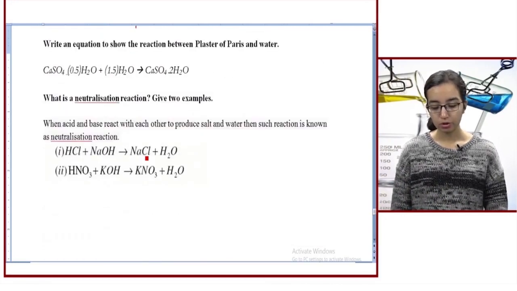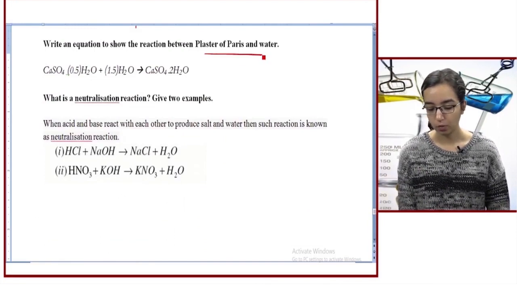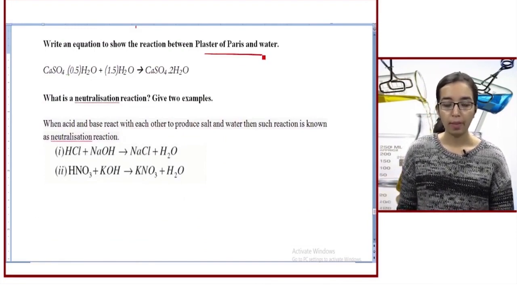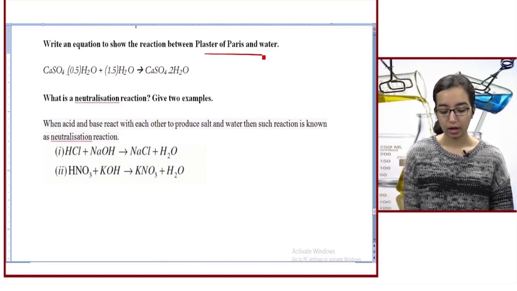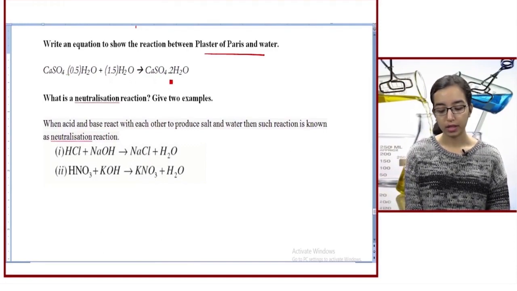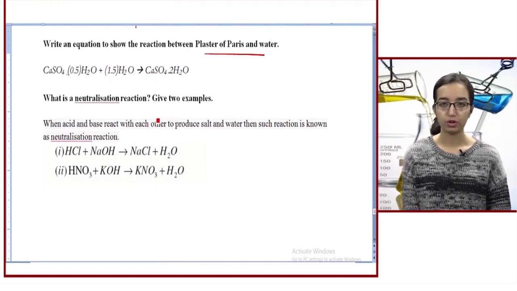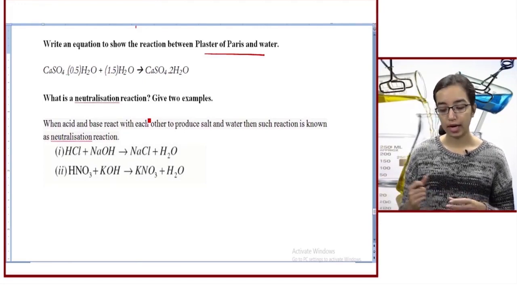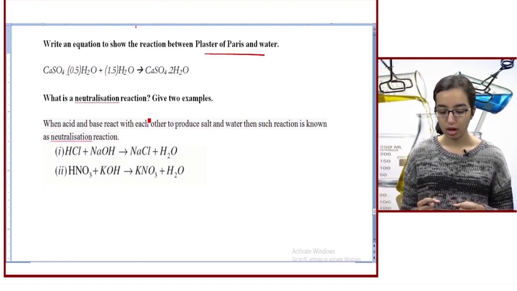Write an equation to show the reaction of plaster of Paris and water. So we've already studied this water of crystallization. We know that CaSO4 dot half H2O reacts with water to form CaSO4 dot 2H2O. So plaster of Paris achieves a different state when it attaches the water of crystallization, and this is how the reaction proceeds.